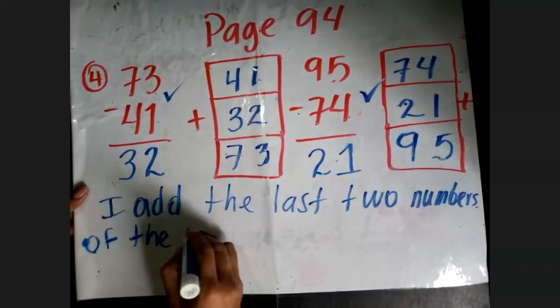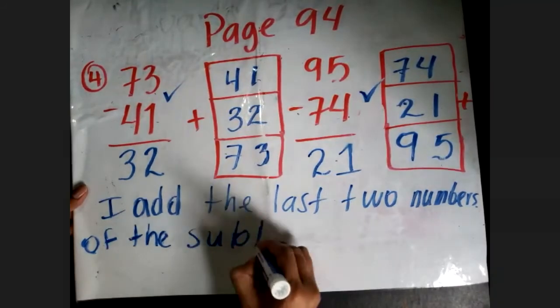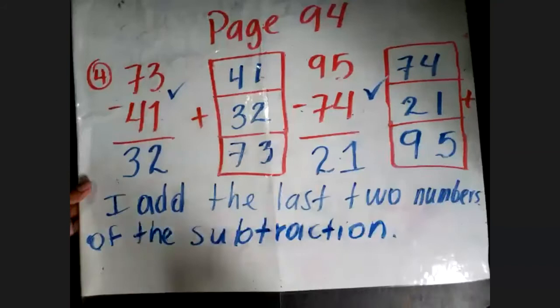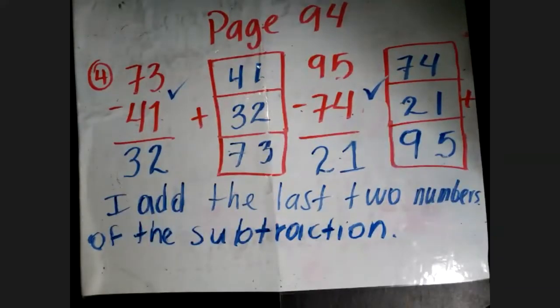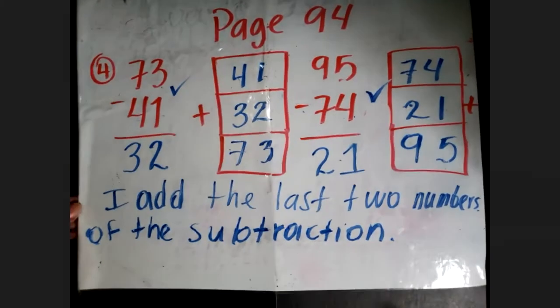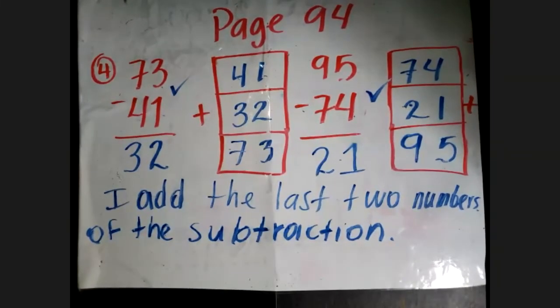I check, Mister. Okay, I need to add the last two numbers of the subtraction, right? If I want to find if my subtraction is correct, I need to add the last two numbers of the subtraction, okay? Did you write it like that?